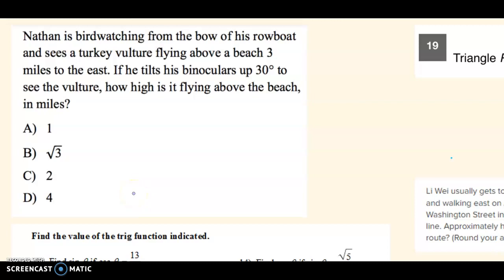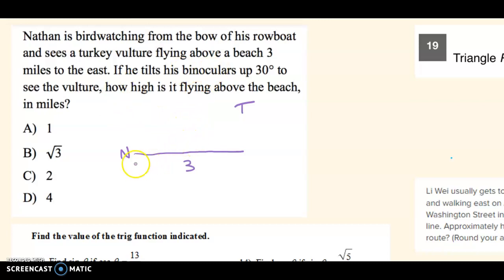All right, let's talk about the 5.2 mastery check over right triangle trig. So, number one, Nathan's bird watching from his boat, and he sees a turkey vulture flying above a beach 3 miles to the east. So we'll say Nathan's here, sees some turkey vulture up in the air, and it's 3 miles away, east.